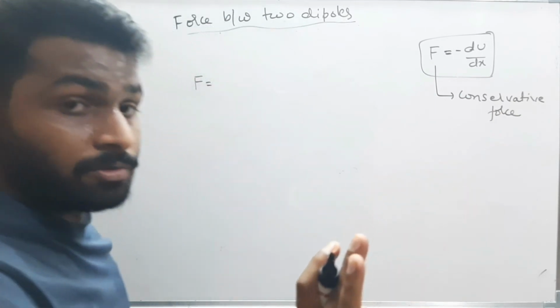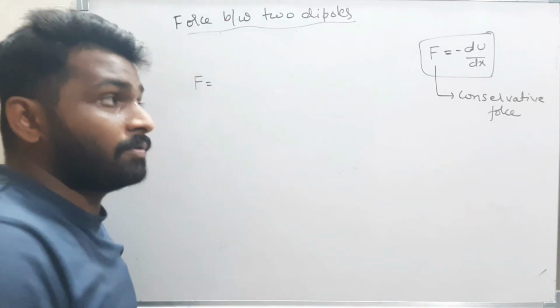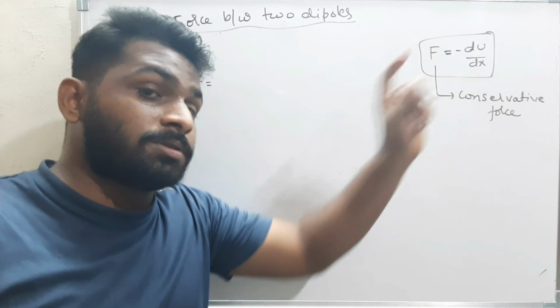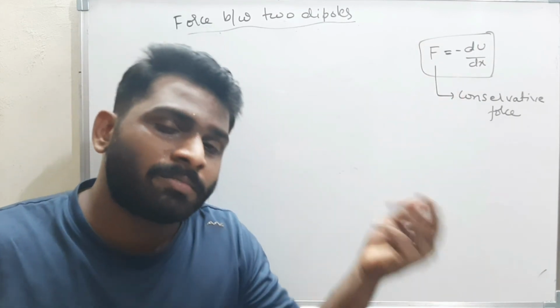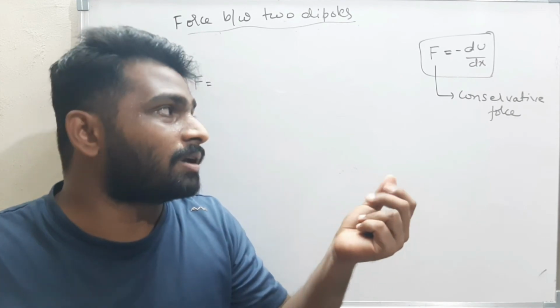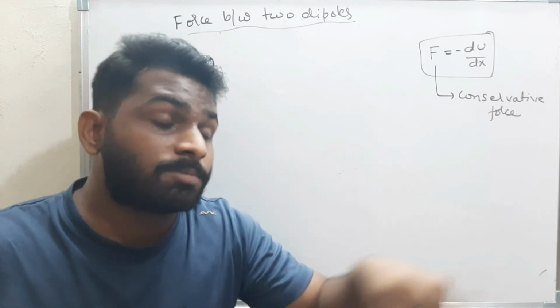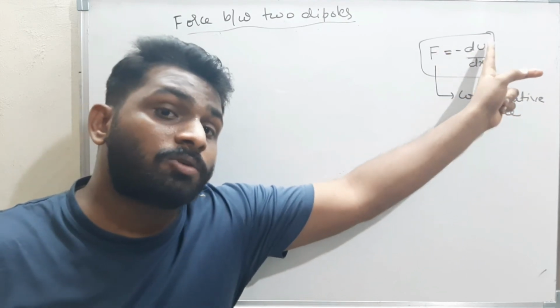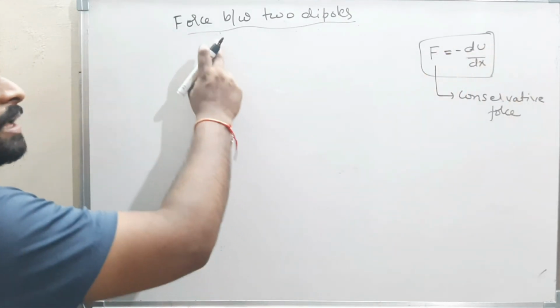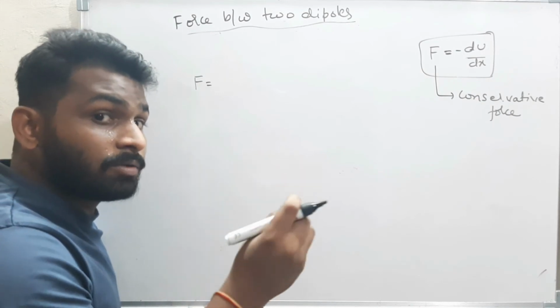Only for conservative force, not for non-conservative force. If it is friction, I can't take it. Frictional force is not conservative. But if it is electrostatic force, spring force, gravitational force, all of this comes under conservative force. There I can use this formula: force is equal to minus dU by dx. Therefore, electrostatic force is a conservative force.